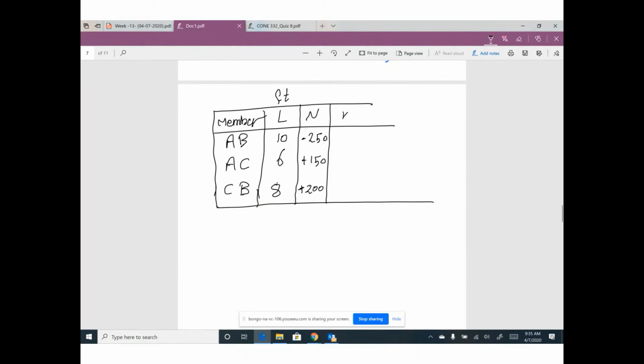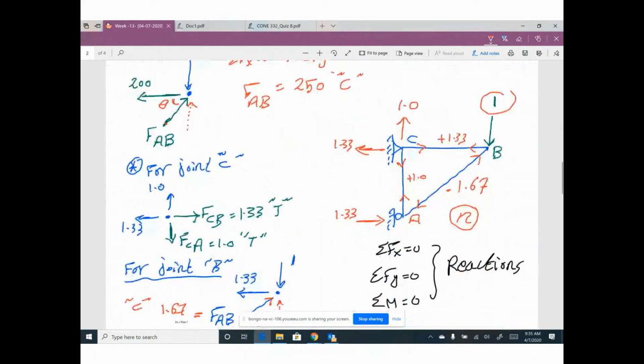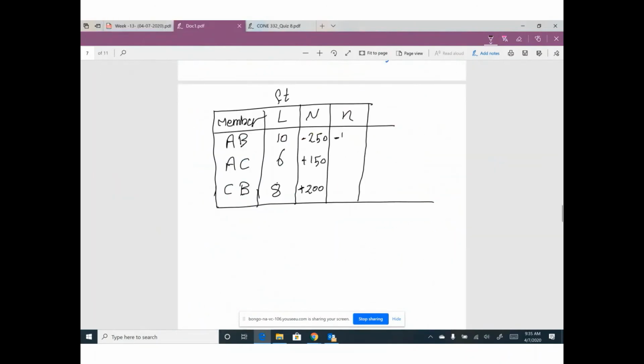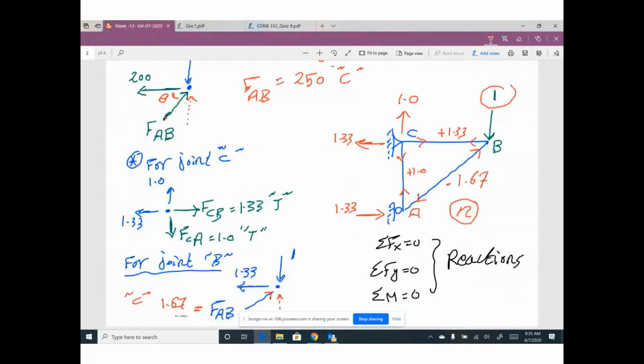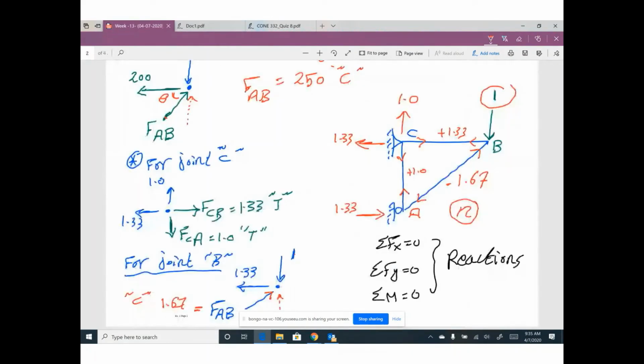Then, what is the value of small n in each member? Okay, go back to your forces due to the unit load. For this member, we have negative 1.67. For the second member, we have positive 1. For the third member, we have positive 1.33.